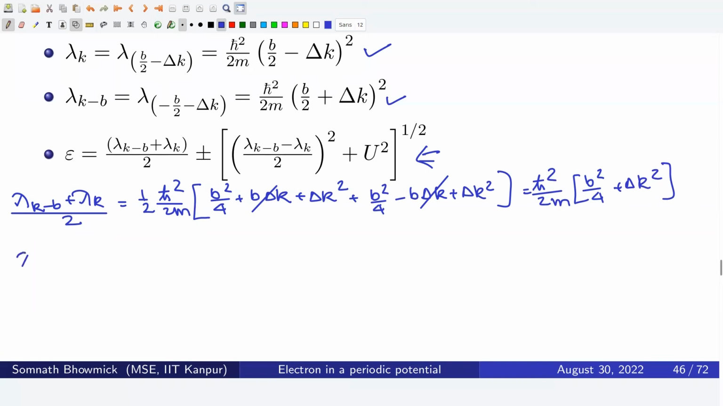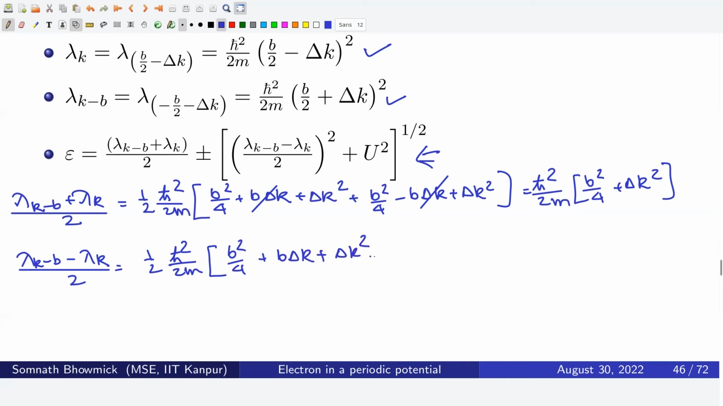Similarly, lambda k minus b minus lambda k divided by 2 is equal to half h cross square by 2m times b square by 4 plus b delta k plus delta k square minus b square by 4 plus b delta k minus delta k square, which is equal to h cross square by 2m b delta k.